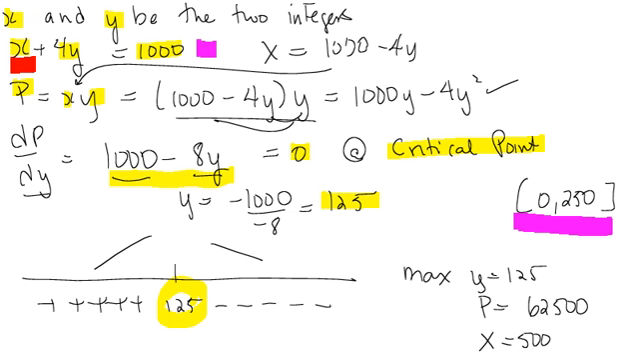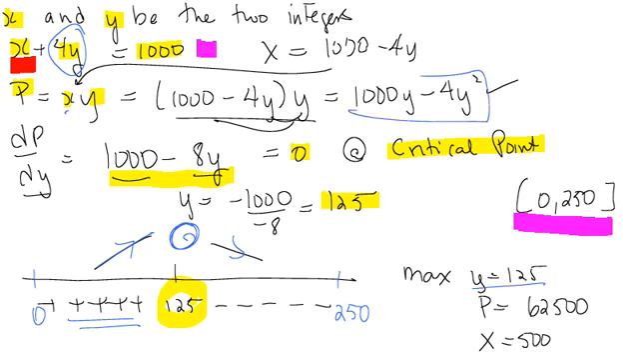It's also important to know that the domain, the smallest y value, is going to be 0, because it asks you for an integer that's bigger than 0. So we know that the outer limit is 0, and the other side is 250, because 4 times 250 is 1,000, and you can't go beyond that. Since it's positive, then negative, increasing, decreasing, I can tell that this is a max. So the max happens when y is 125.